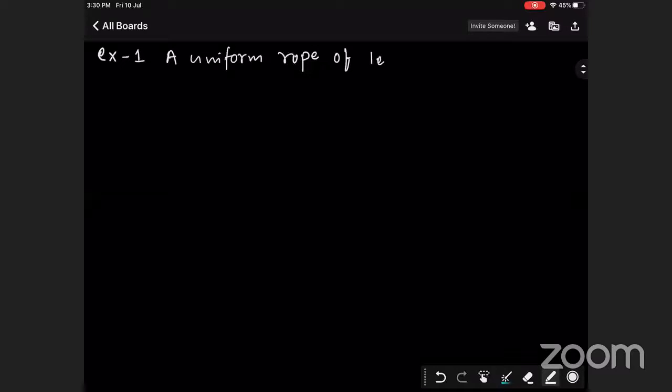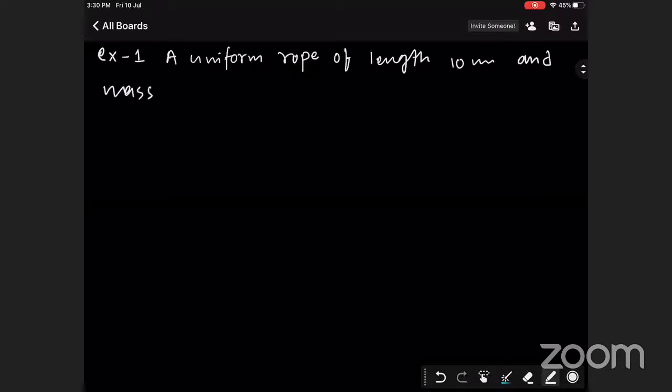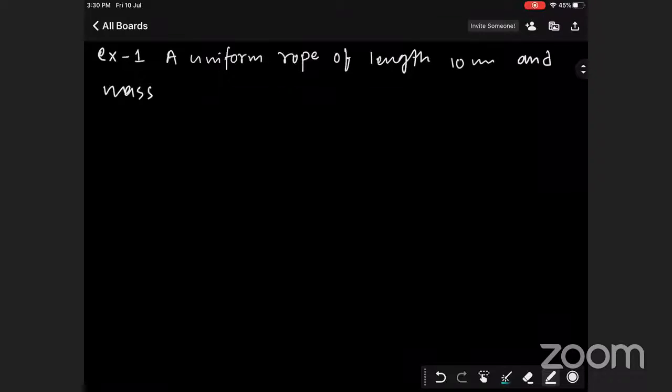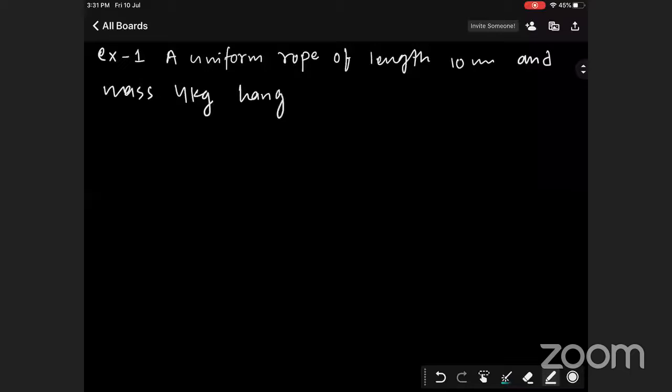A uniform rope. This is for IIT students only. Not tough, but this pattern is famous in IIT. A uniform rope of length 10 centimeter and mass 10 kg hangs as shown, with a mass of 2 kg attached.